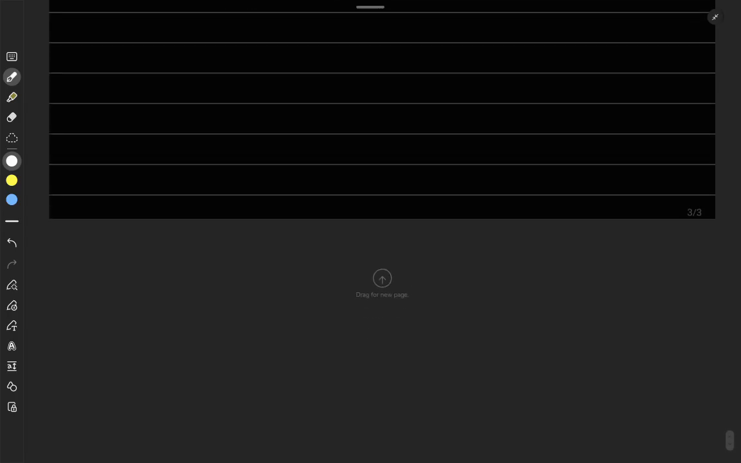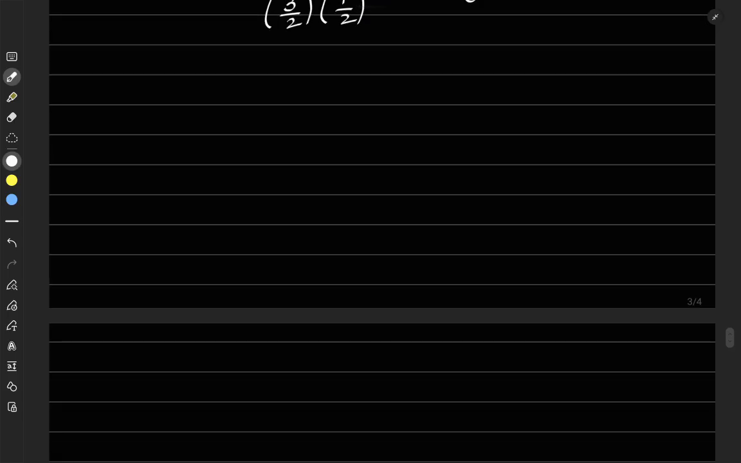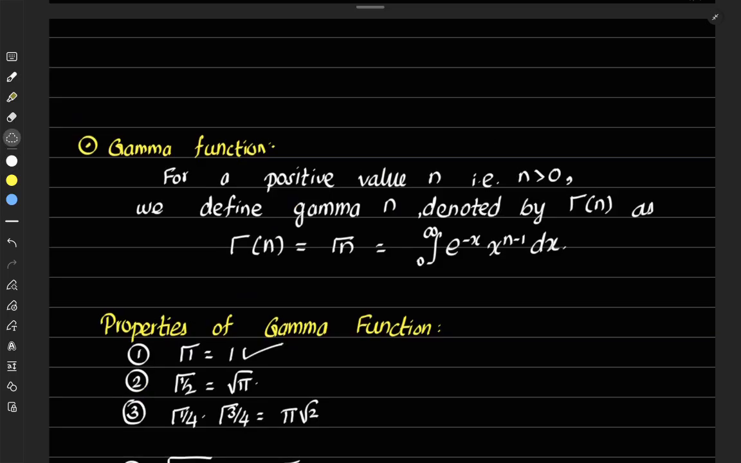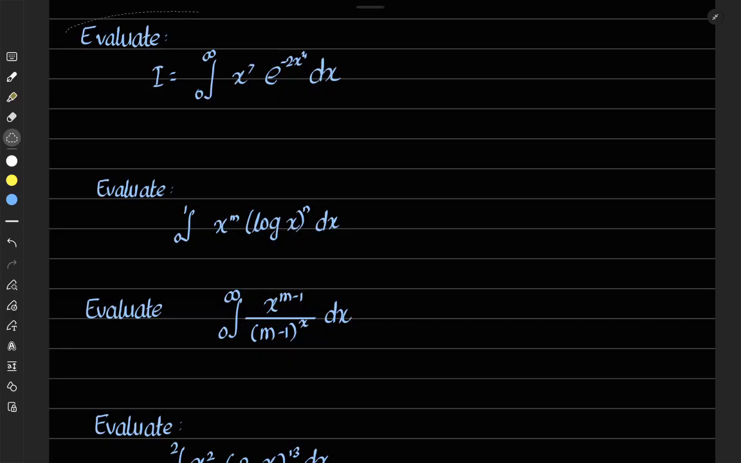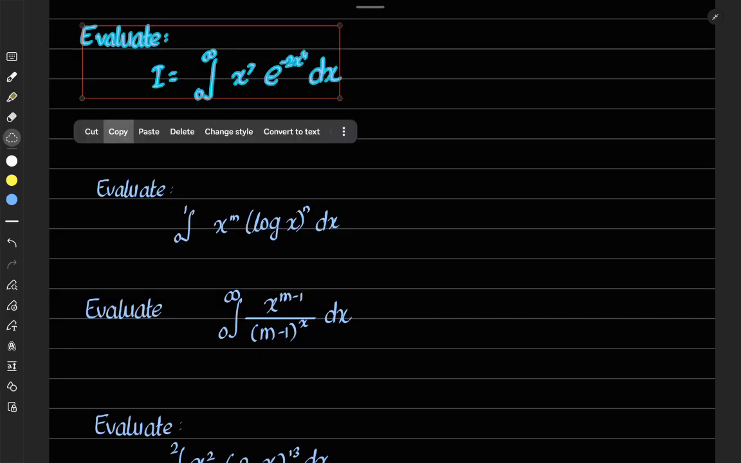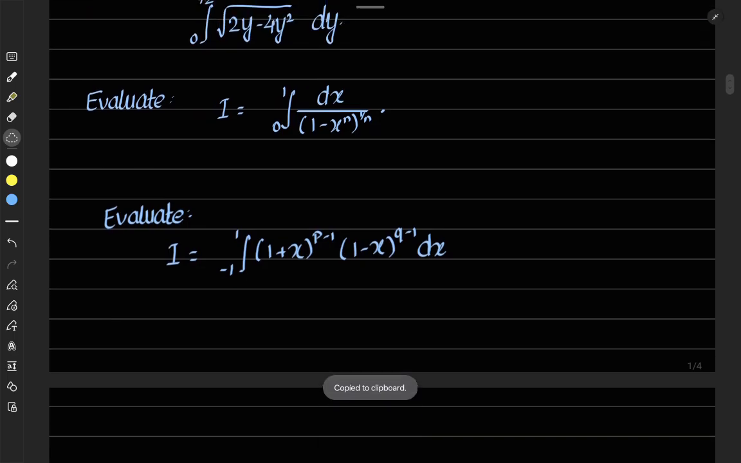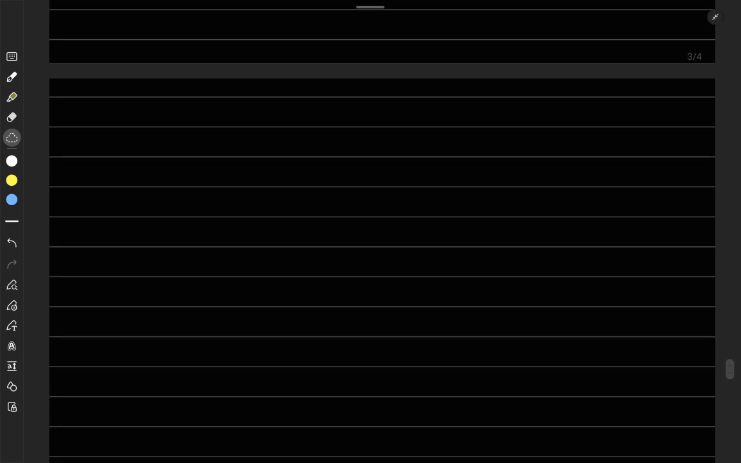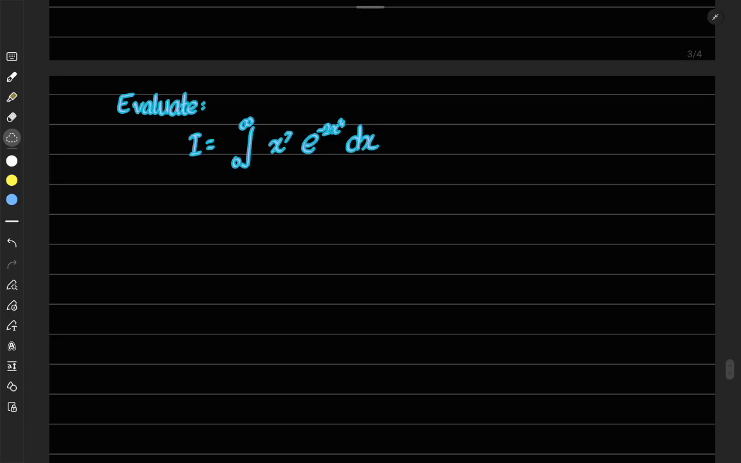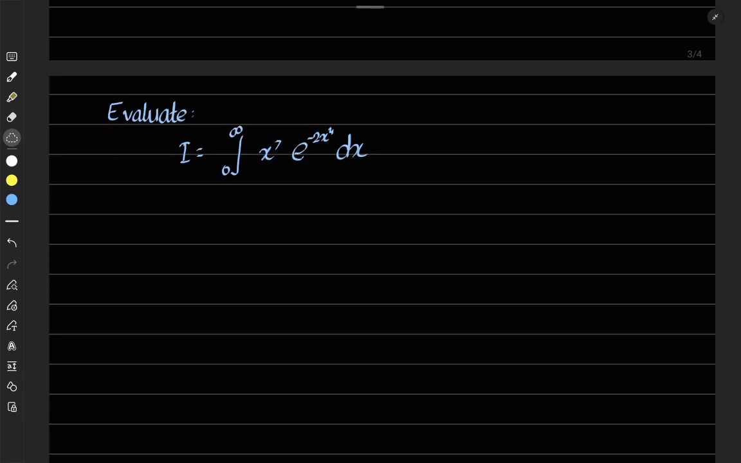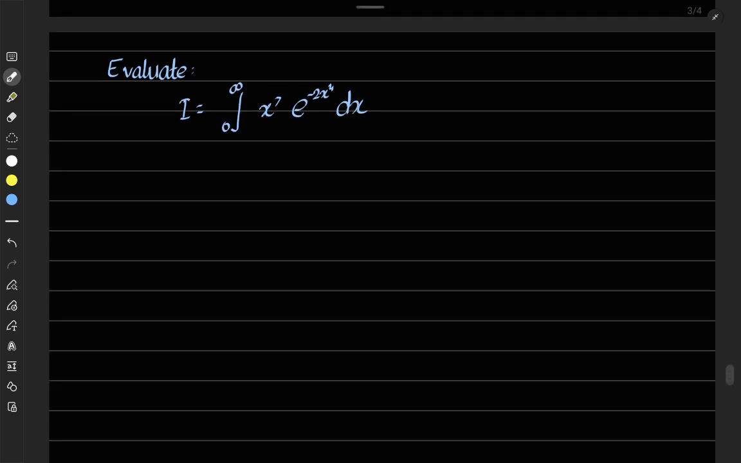Now let's start with some integrals. We'll use our gamma function to evaluate most of the integrals. So let's start with this one. Consider this example where we want to evaluate I equal to the integral from 0 to infinity of x to the power 7 into e to the power minus 2 x raised to 4, dx. Note that first we will note that our gamma formula can be written in this way, right?